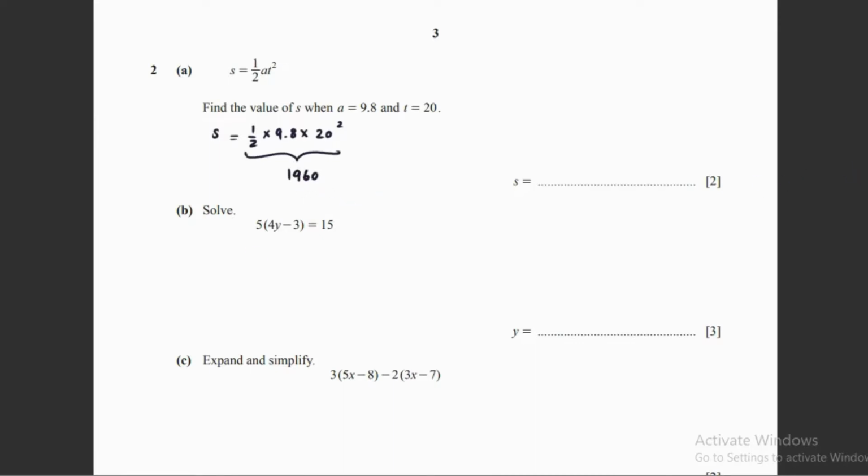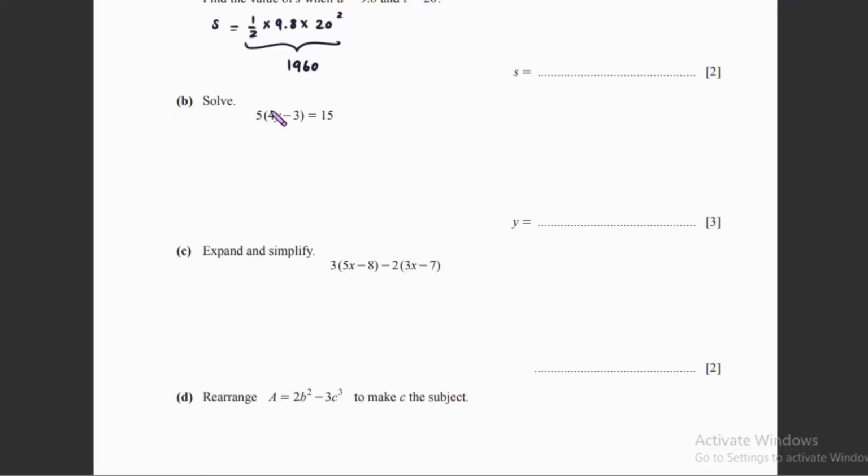1960. In the next question, we need to expand this and find what y is because we are asked to solve. So this is an equation. First get rid of the brackets by multiplying the terms inside the brackets with the number outside. We get 20y minus 15 is equal to 15. I'm going to bring the negative 15 to the other side, and it becomes positive 15. So 20y is equal to 15 plus 15, which is 30. Now I need to bring the 20 to the other side, so I need to divide it by 20.